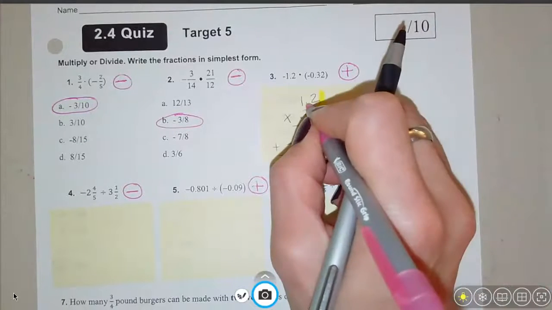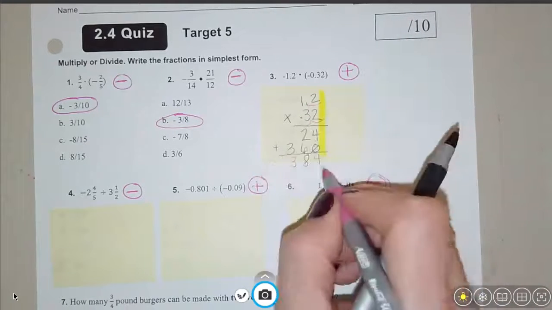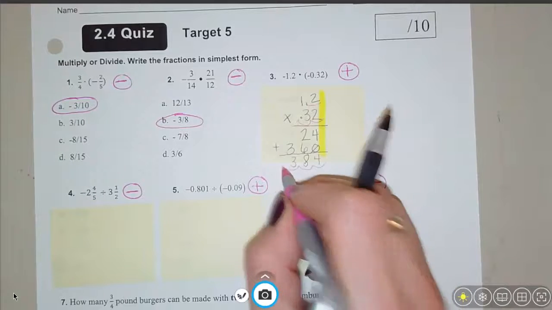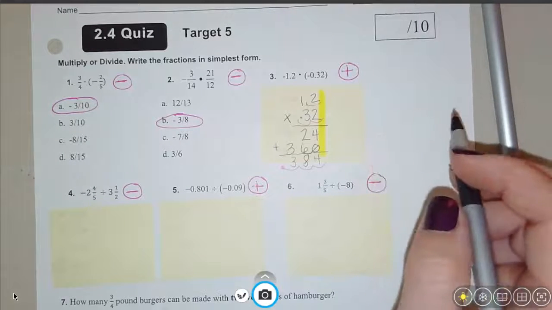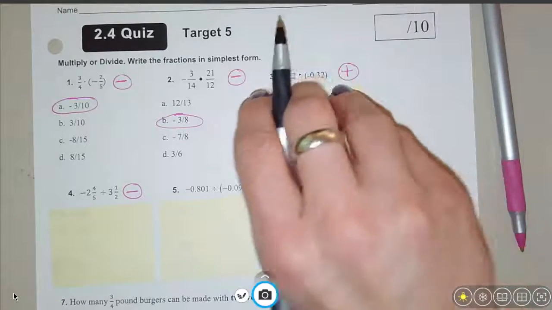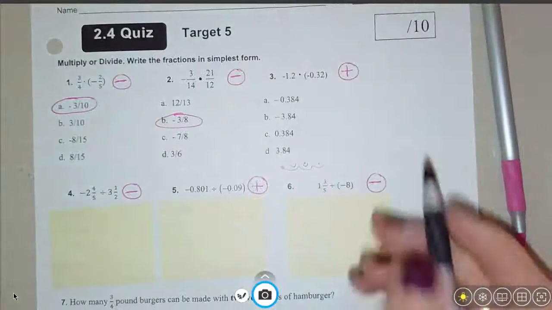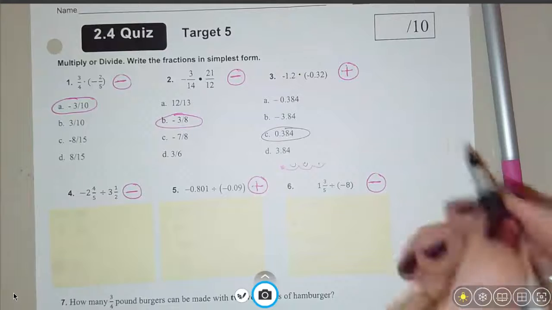And then I need to put my decimal point in. So 1, 2, 3, a total of 3 places. So I have 0.384, and we said it was positive. 0.384 positive would be C.